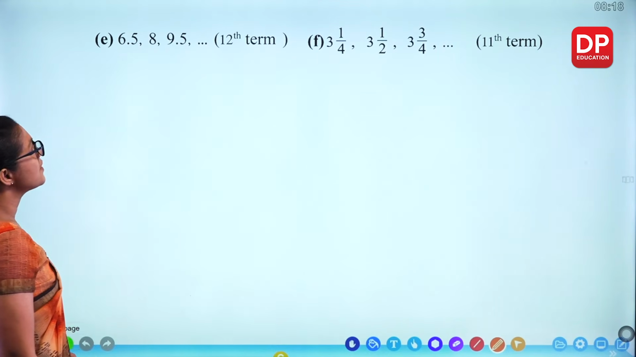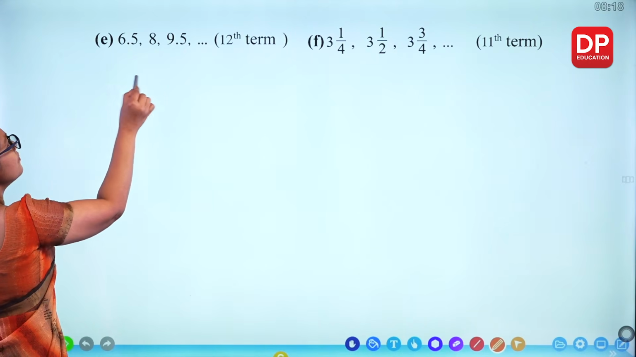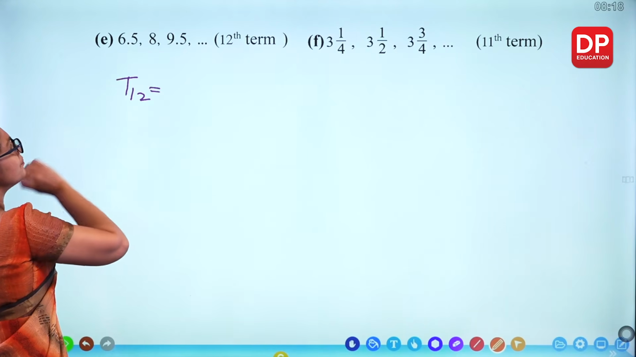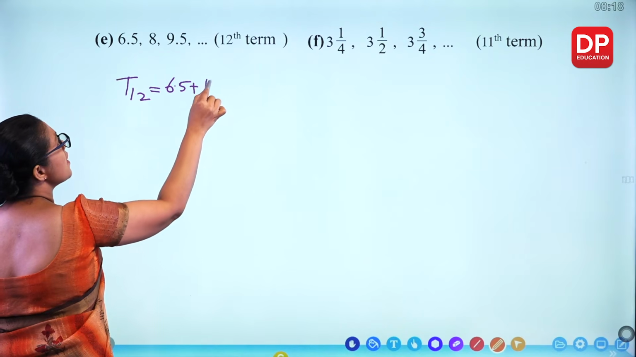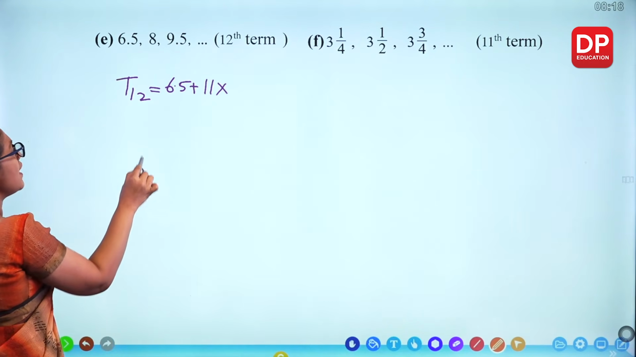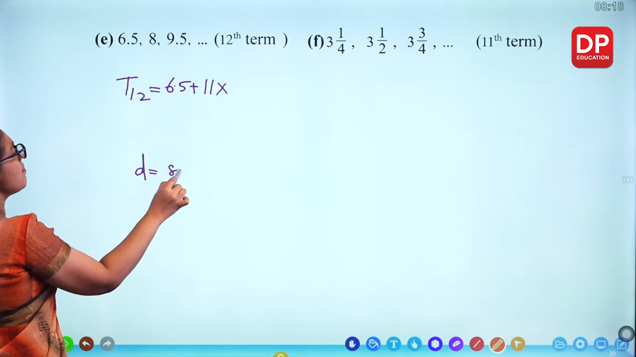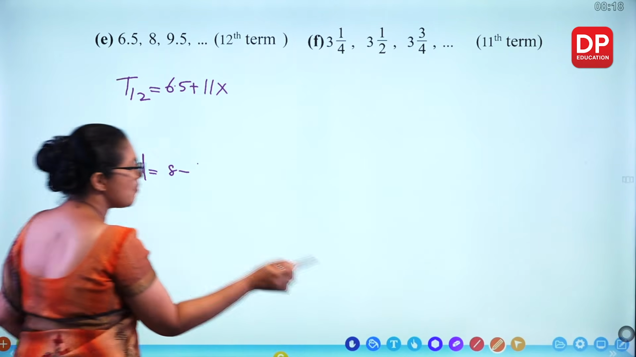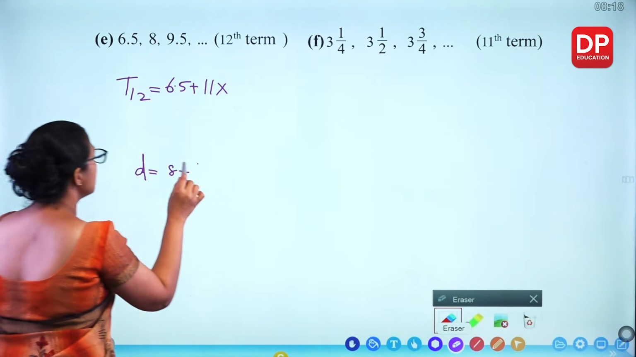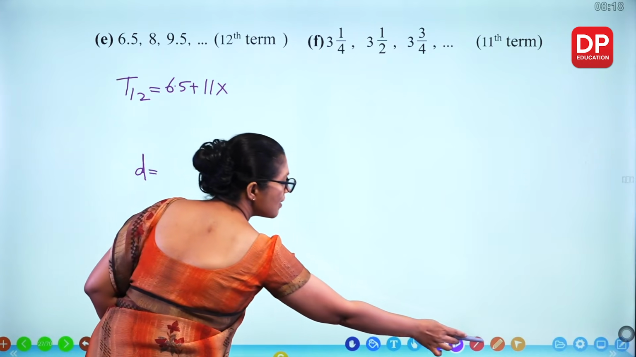This one, the 12th term. T12. The first term is 6.5. 12 minus 1 is 11. What's the D value here? 8 minus 6.5. It's easy to take 9.5 minus 8. 1.5.